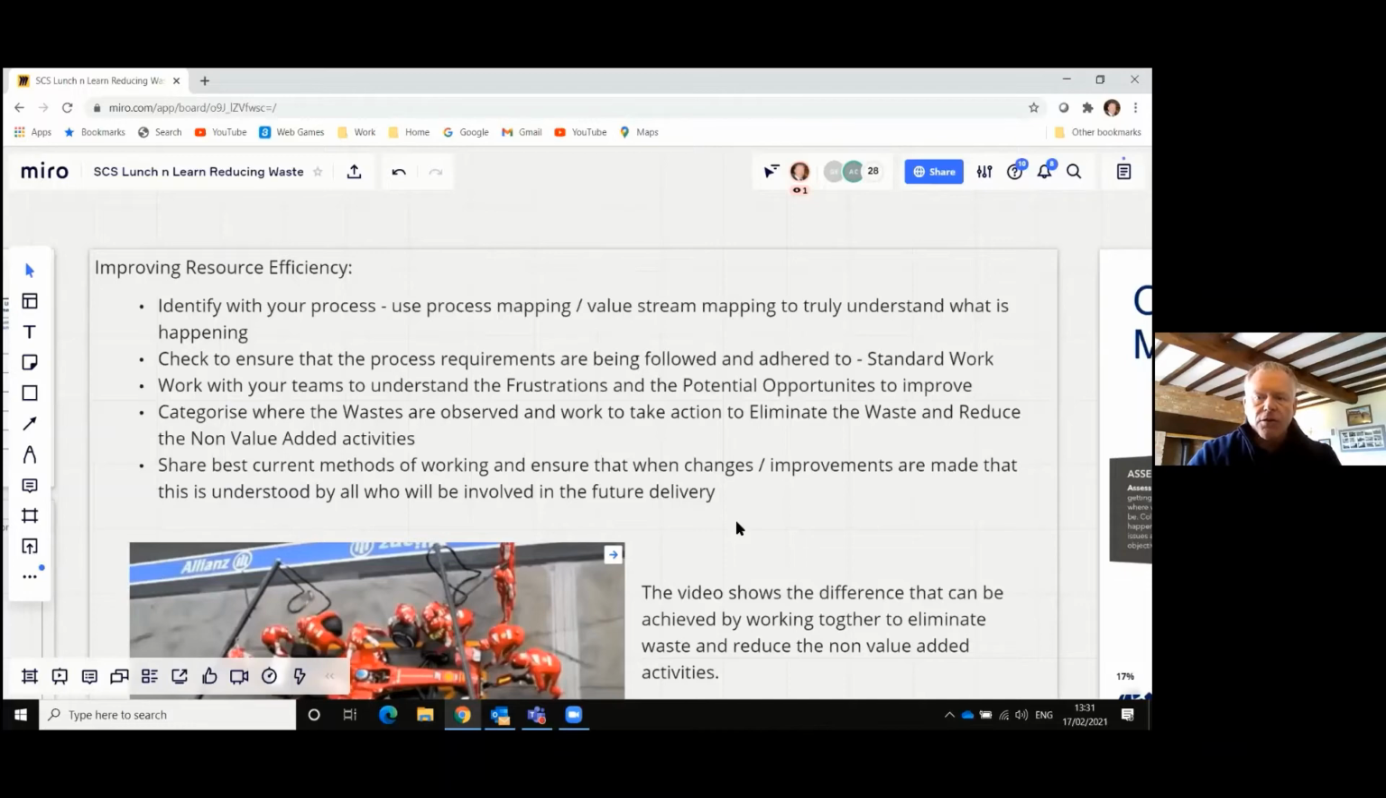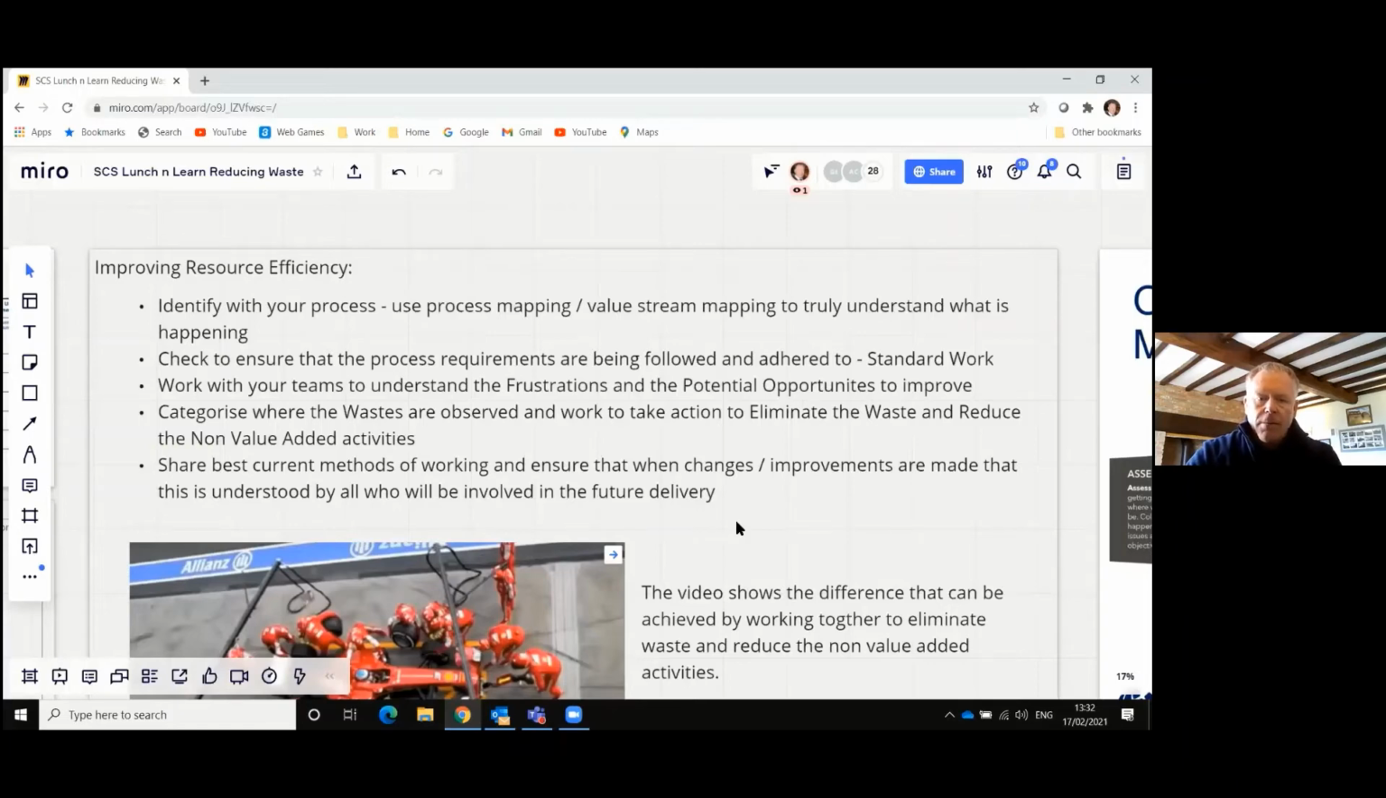If you're not following the standard, the first thing I would do is follow that standard. So if you find there are gaps and things going wrong and people are not following that standard, reiterate the standard to them and say, let's follow this to see why things have gone wrong. Think about working with your teams to understand the frustrations and potential opportunities, as we've done here today on our Miro board.